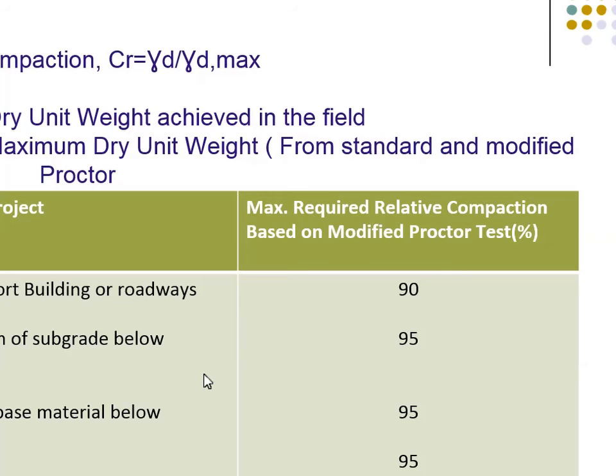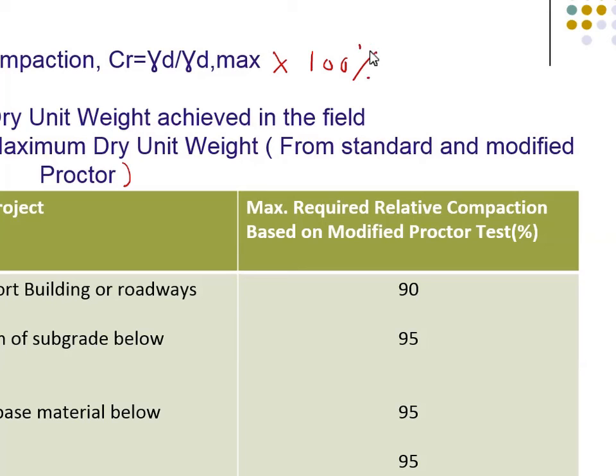Now I want to define an important term here. It's called relative compaction. So what is relative compaction? Relative compaction is a ratio between gamma D, which is the dry unit weight achieved in the field, over gamma D maximum, which is the maximum dry unit weight from standard or modified proctor, which is done in the lab. And this should be multiplied by 100, as it is generally given as a percentage.